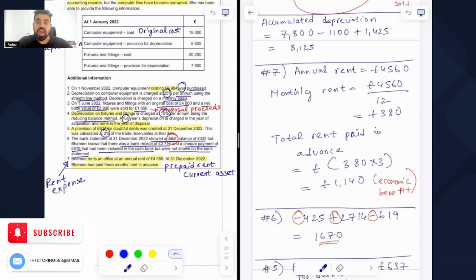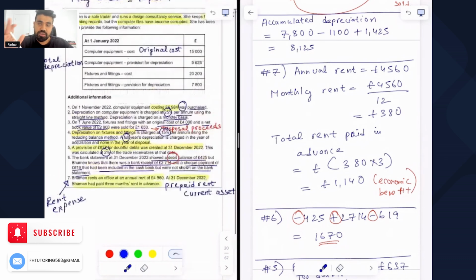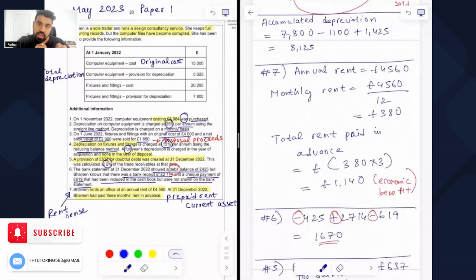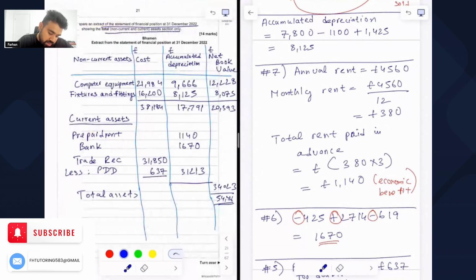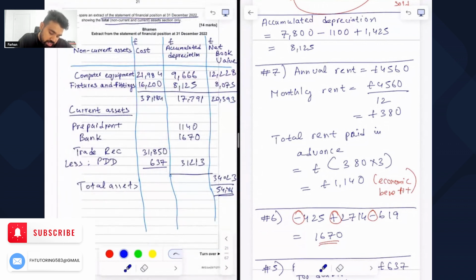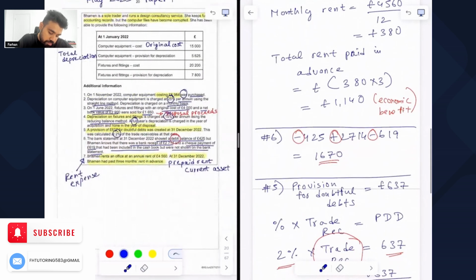And the reason we call it a current asset is because Vaughn has some economic benefits attached to it, which in other words means that in the future, Vaughn will be able to utilize the space for business purposes. So in the current financial year, it hasn't been utilized yet. So that is why it is a current asset when we are doing the books at 31 December 2022. So let's go to the current asset section. You'll see that prepaid rent is £1,140. That's what I've written. Let's look into the next information that we're given.